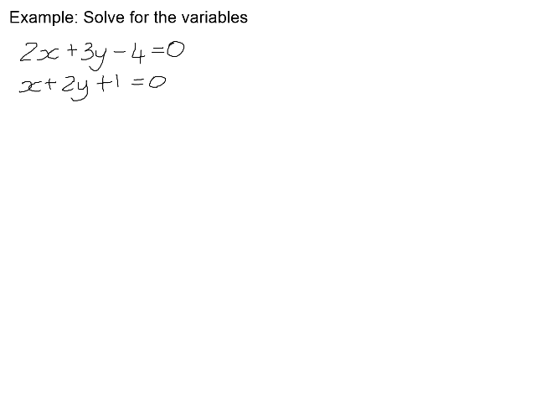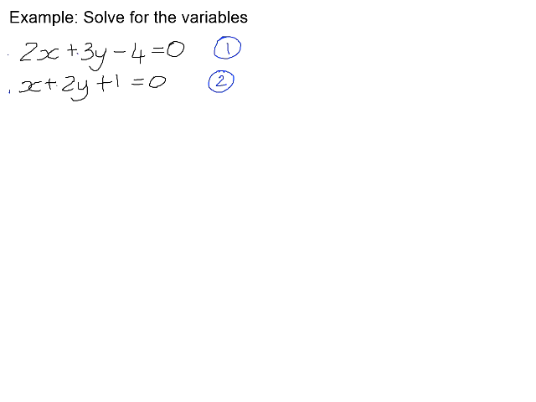If we have a look at an example, solve for the variables. We've got 2x plus 3y minus 4 is equal to 0. Let's call that equation 1. And we've got x plus 2y plus 1 is equal to 0, and we're going to call that equation 2. Now, if I subtract the left-hand sides of these equations, I will have 2x subtract x, which is just x, and I will have 3y subtract 2y, which is y. So it's not going to eliminate an x or a y.